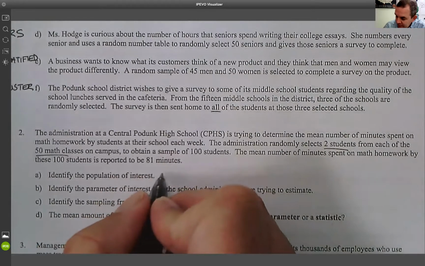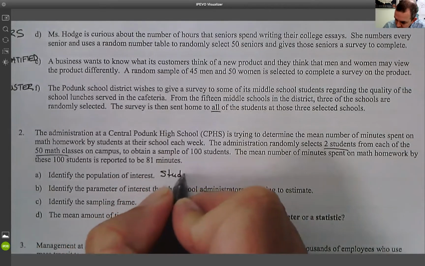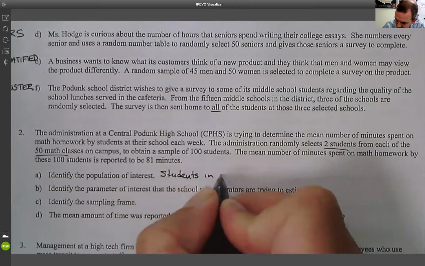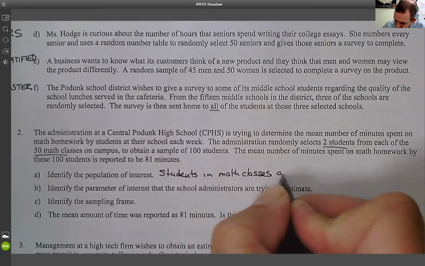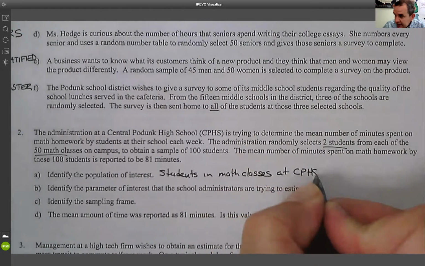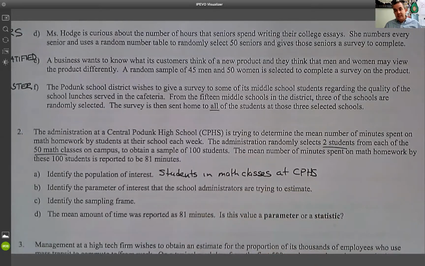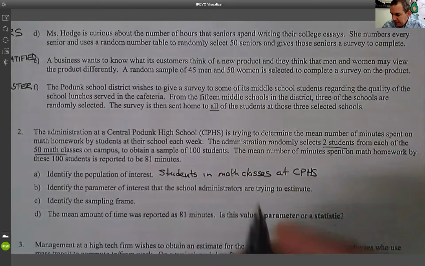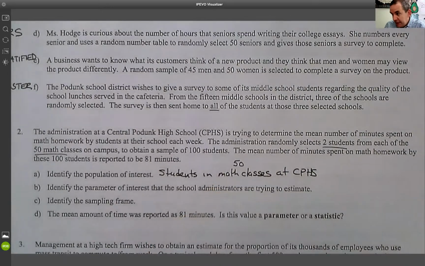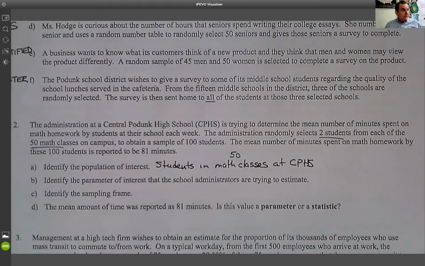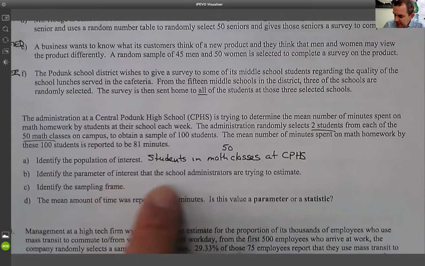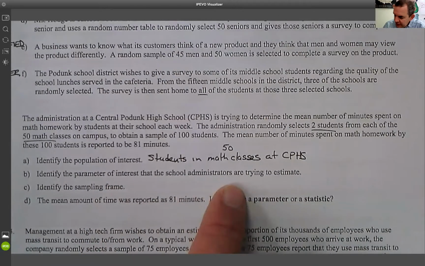Where did we pull these from? We pulled these from students in math classes at Central Podunk High School. Now, the big thing to remember is it's the students in math classes. That's where we pulled it out of. And if we want to be more specific, it's students in the 50 math classes at Central Podunk High School. It's not all the students there, because if there's a student there who's not taking math, they couldn't be part of our sample, therefore they're not part of our population.